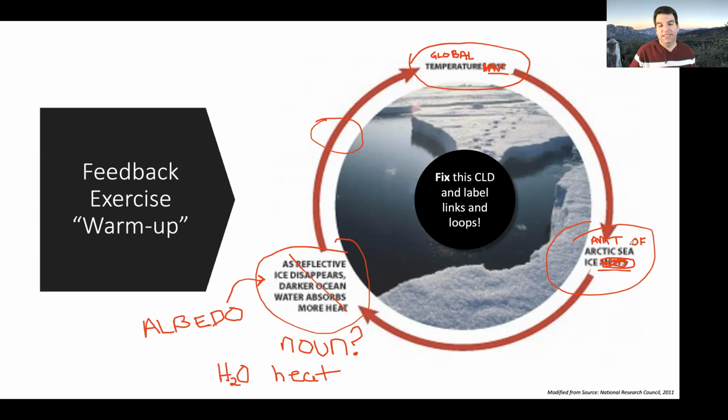And so the idea here is that as you get more sea ice, you get more albedo. And more albedo means more reflective ice. And as you get more reflective ice, that's going to have an effect on these temperatures. So if we're going with albedo, amount of sea ice, and global temperature, let's now try to label these things. What type of causal link is there between global temperature and amount of sea ice? Is that a positive or a negative link?